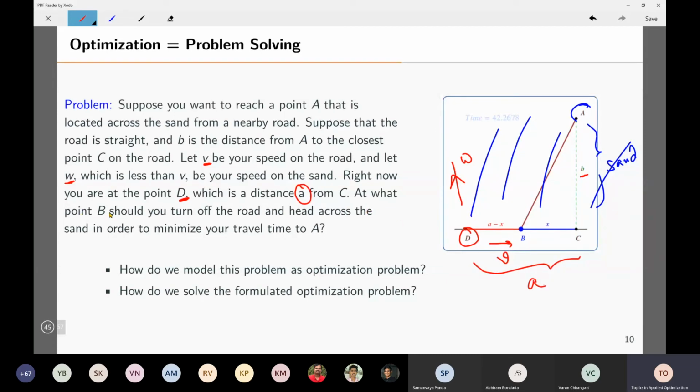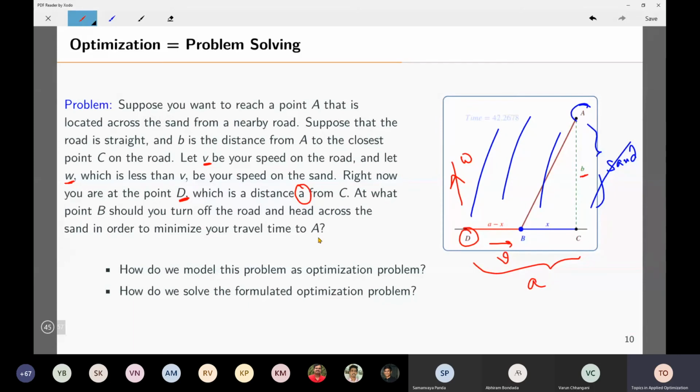At what point B should you turn off the road and head across the sand in order to minimize your travel time to A? Look here, I have not told you explicitly V and W and B and A, so you can say that information is not complete. Well, that is just a minor thing here. What is most important is the modeling part. We can solve it once A and B are plugged in. Obviously A and B will play a role in where to take off.